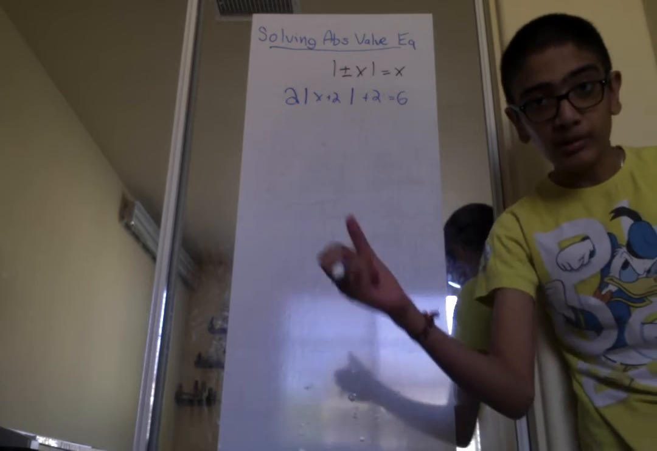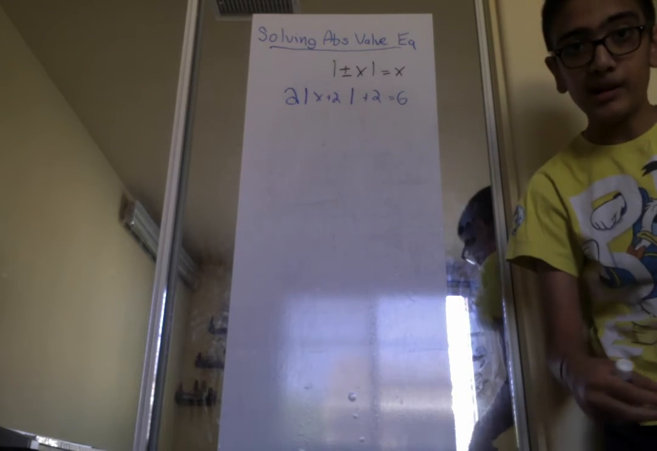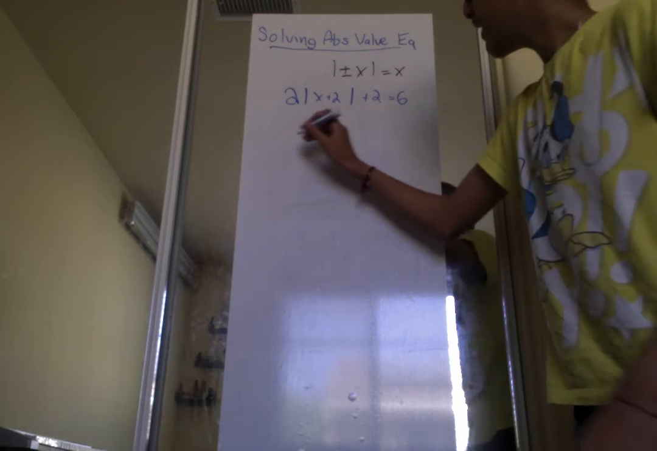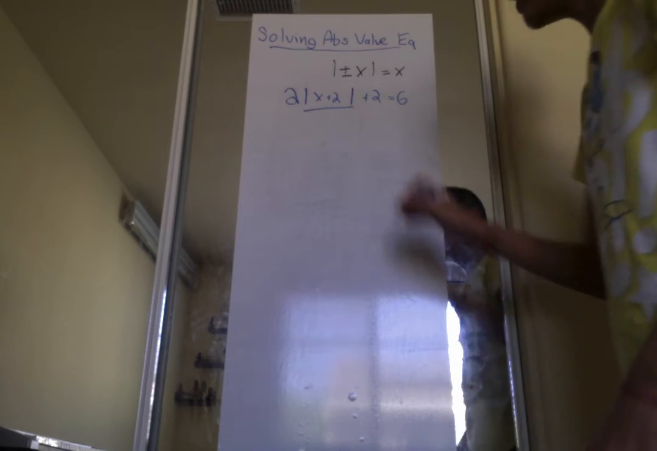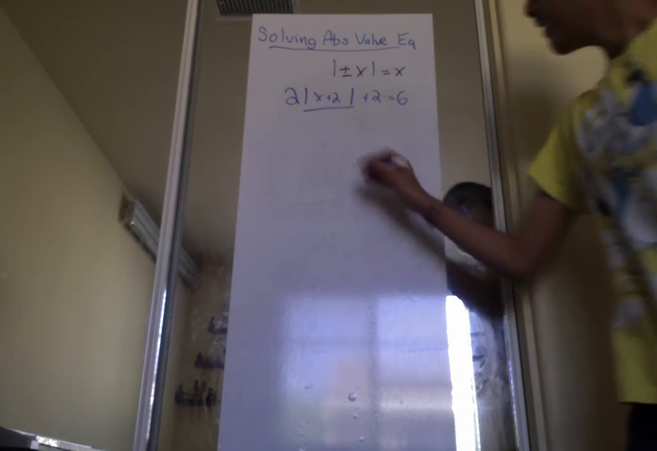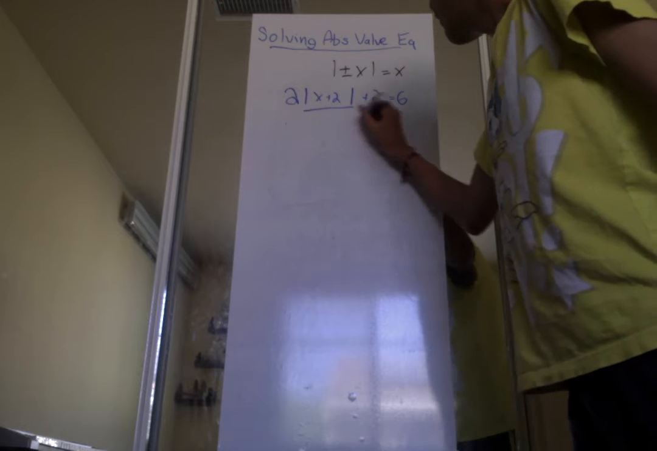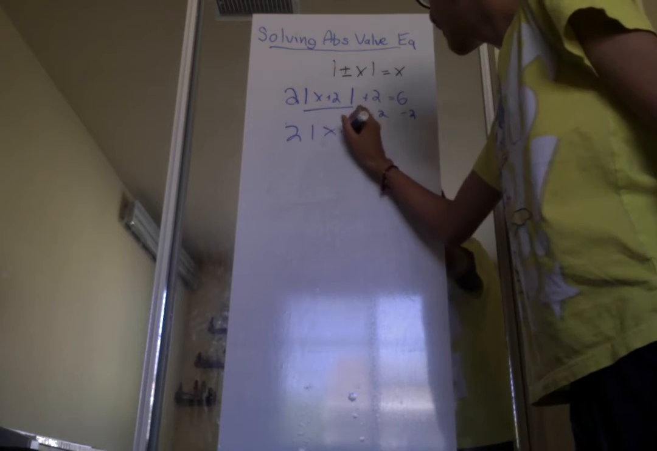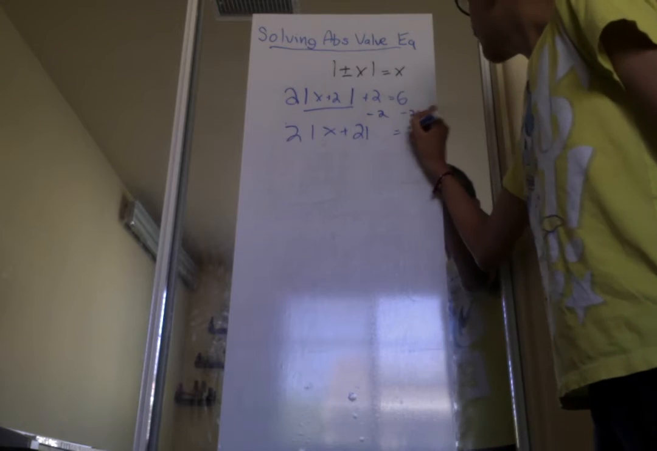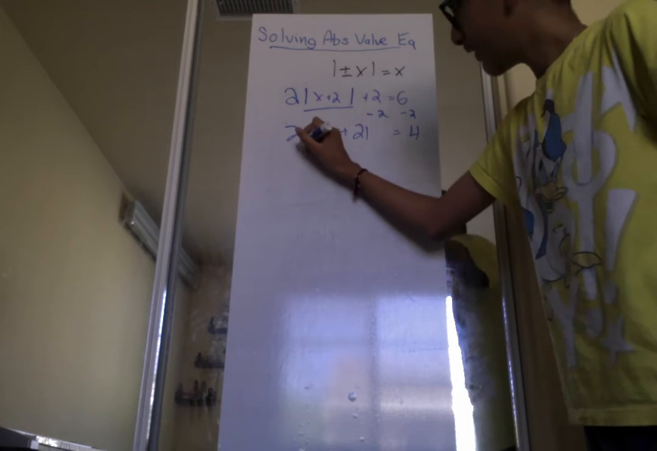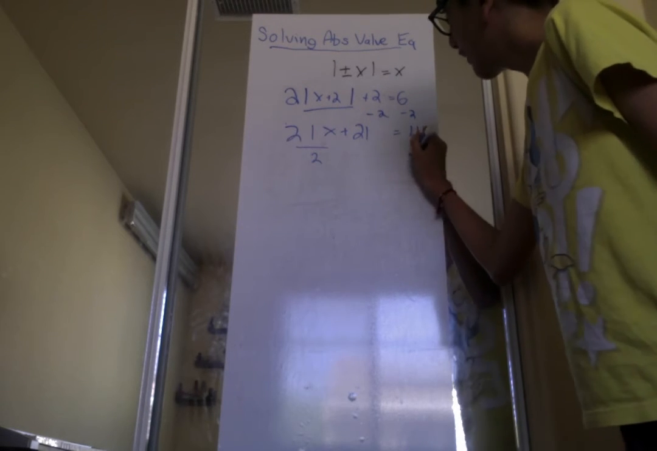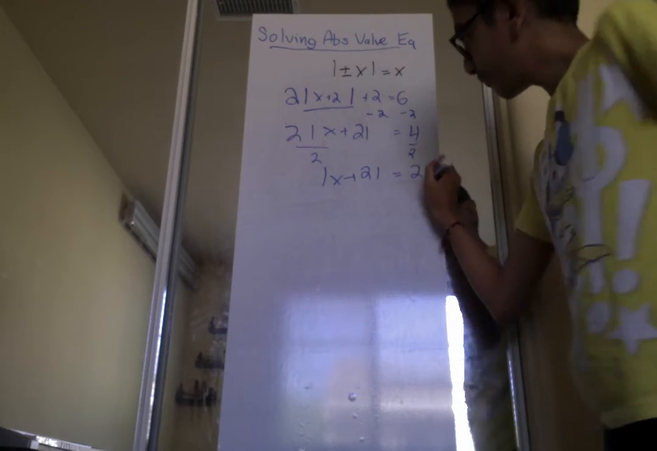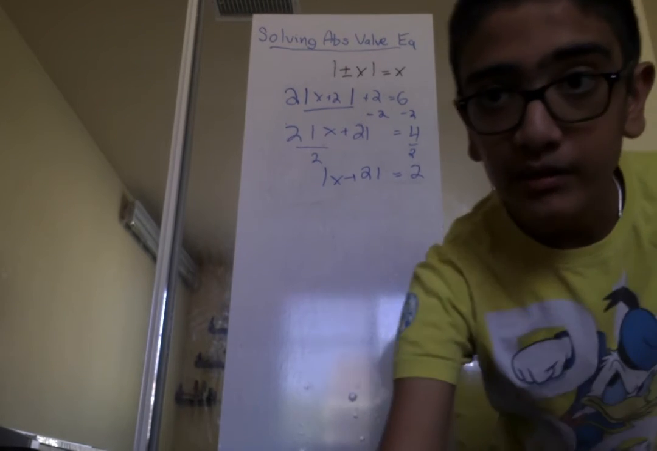We could go about multiplying whatever's in here by a negative and a positive, but let's not do that. One thing we can do is isolate the absolute value. Okay, so we can subtract 2 from both sides. 2 times the absolute value equals 4. Then we can divide both sides by 2 and get the absolute value of x plus 2 equals 2. So now let's solve the equation.